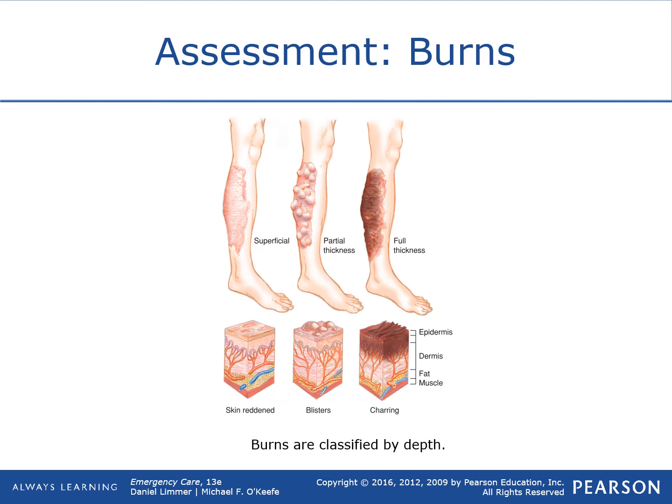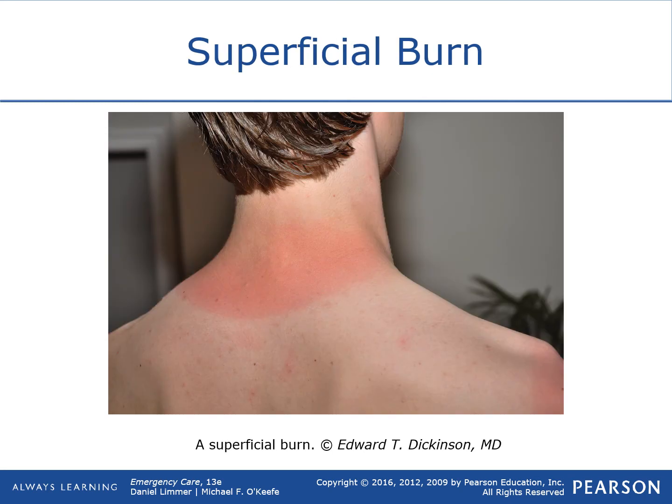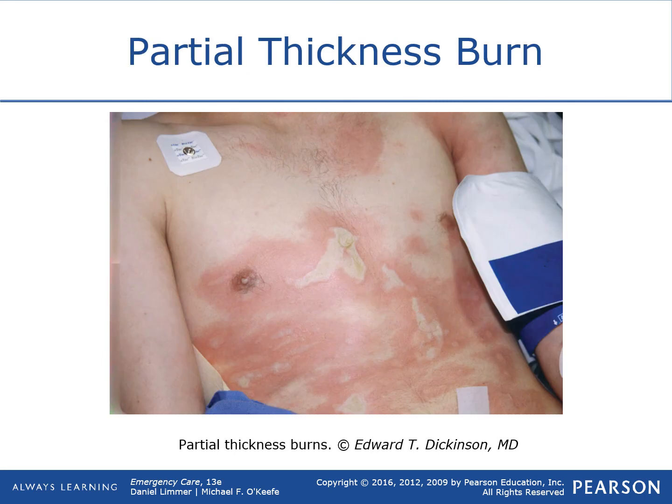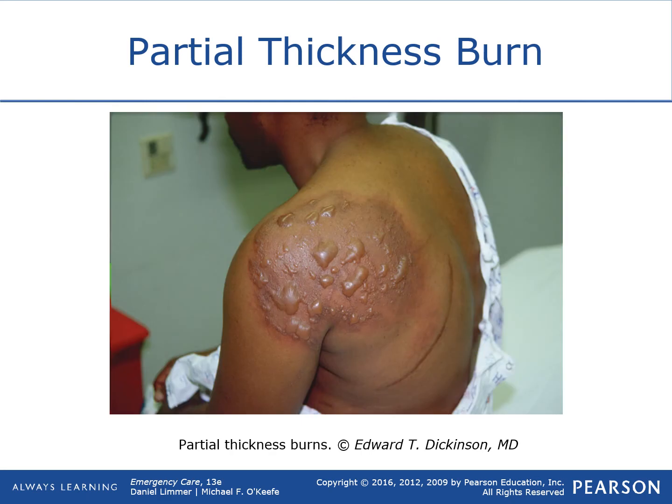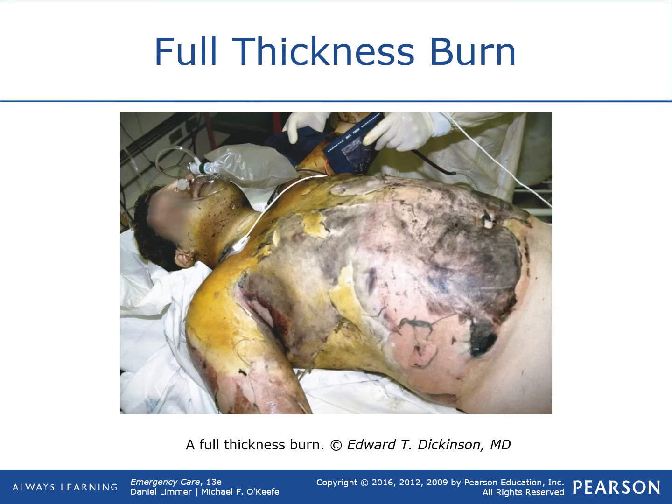So here's a little diagram of the differences in burns. Again, usually our good gauge is superficial is just red, partial thickness is when you see blistering, and full thickness is when you've changed color to like dark or black, really. Here's a picture of a superficial burn. This is a sunburn. This is a partial thickness burn where we have some blistering going on. Here's another partial thickness burn. This is more typical of a partial thickness burn, where we have large amounts of blistering. And this is a full thickness burn. So this, as you can see, lots of blackening. So this is where we've burned through the entirety of the skin.